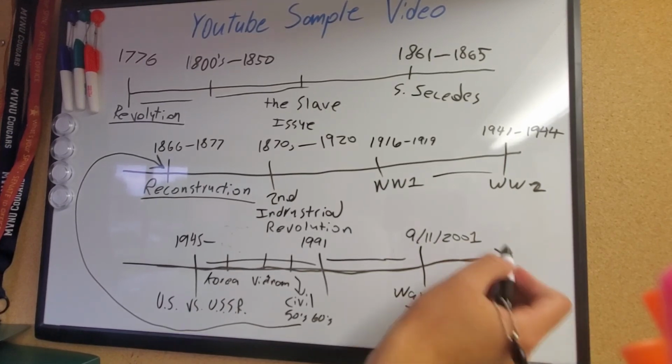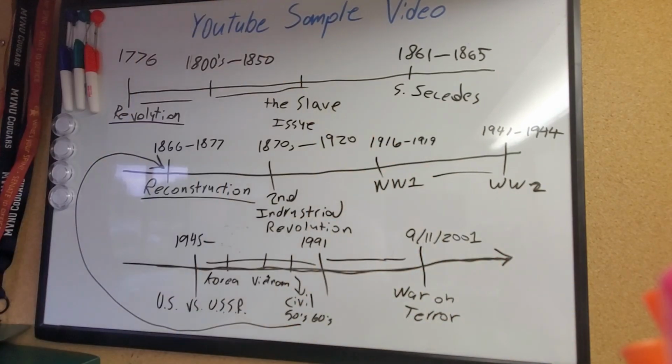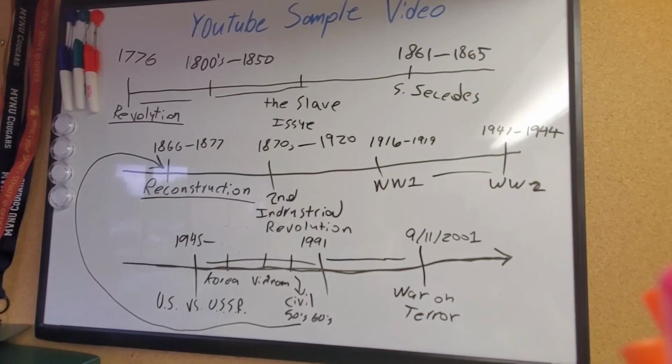And the reason I have an arrow here is because this War on Terror and many of the things associated with 9/11 we are still dealing with today in the present age. So there you have it, a brief history of the United States.